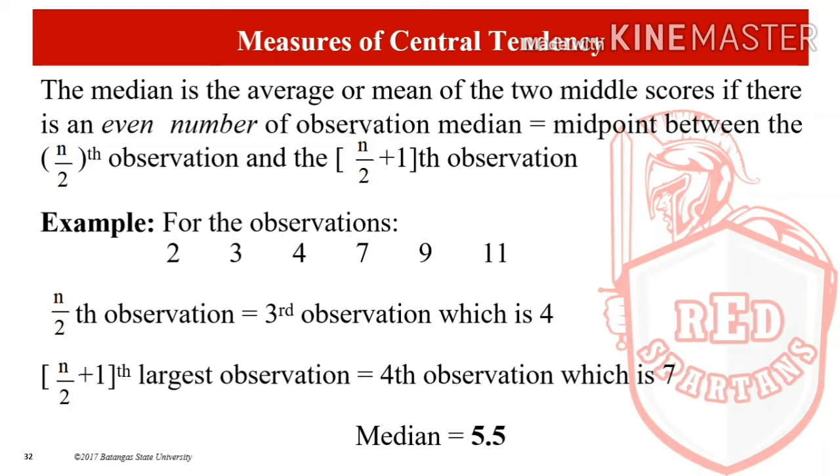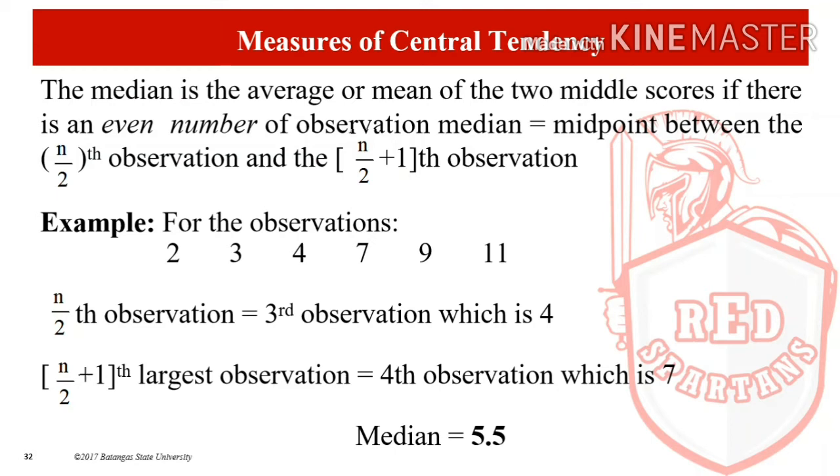So, for example dyan, meron tayong observation na 2, 3, 4, 7, 9, 11. So, ganun pa din, kailangan siya ay naka-arrange from lowest to highest bago ka pumili ng middle value or median. So, meron tayong n equivalent to 6 observations. So, ibig sabihin ng ating median ay nasa pagitan ng third and fourth value. So, hindi 3 plus 4 over 2 na ang magiging median mo ay sa 3.5. So, kung ano yung pang third value at fourth value, yun yung ating pagpaplusin at i-divide sa 2.